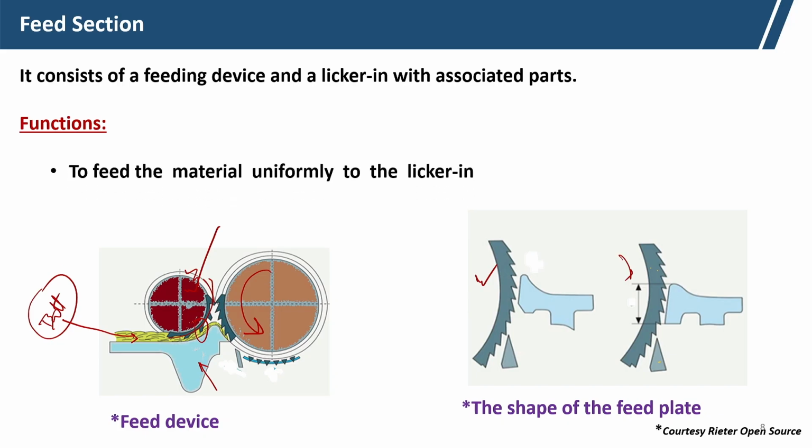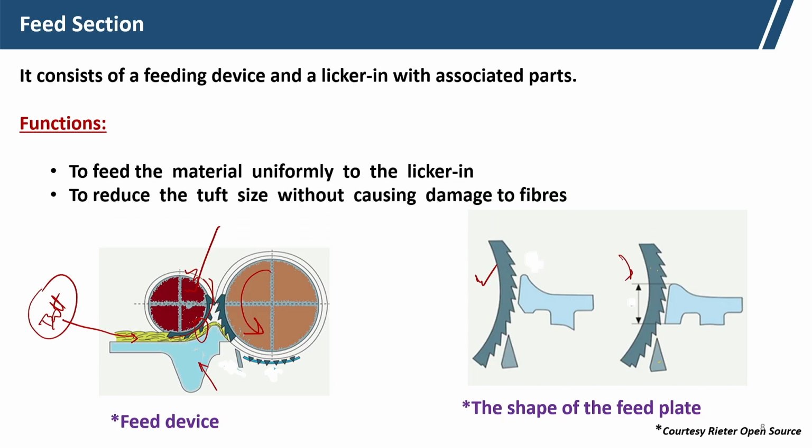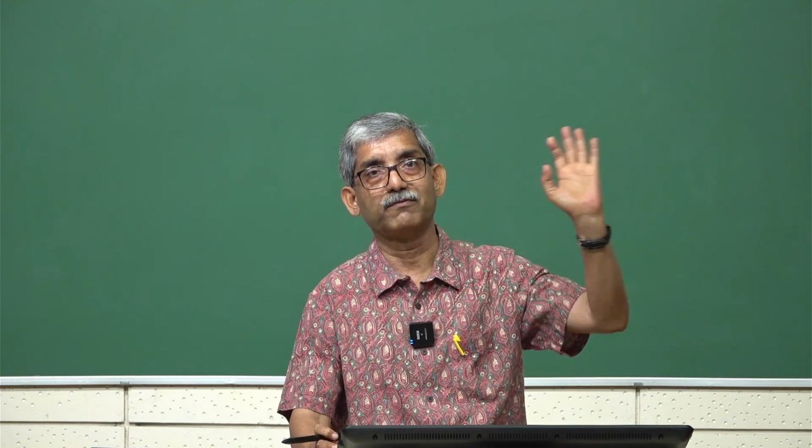Now, the function is to feed the material uniformly to the Licerin. That is the basic function of the feed section, to reduce the tuft size without causing damage to the fiber. Here, an important factor is that we should not damage the fiber. So we reduce the tuft size, which will be ready for further carding.